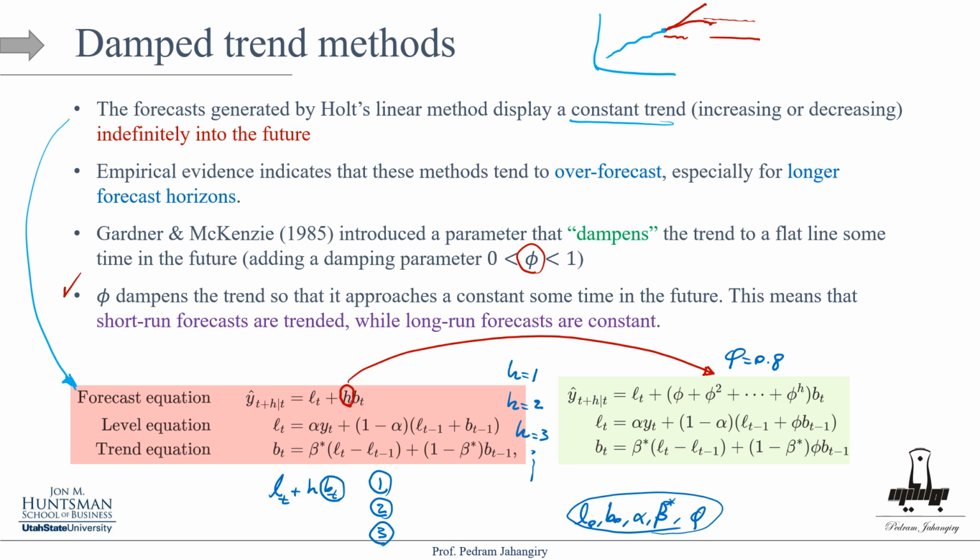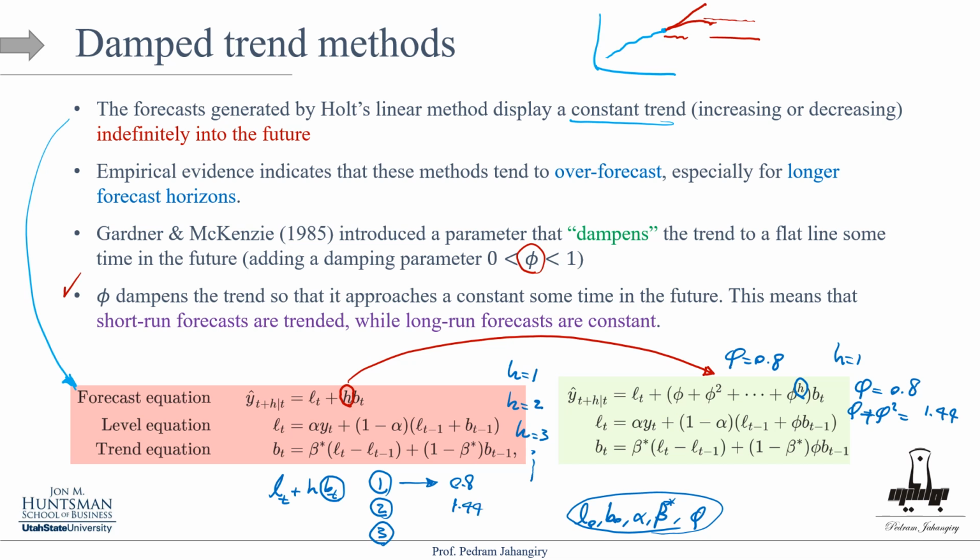So let's look at that. When h is equal to 1, what do we get? You put phi to the power of 1, so there's only one phi, equal to 0.8. This is your first coefficient. If you're reading this later on, I'll make it color-coded. So now the coefficient we're multiplying the trend by is 0.8 instead of 1. If h is equal to 2, what do we get? We get phi plus phi squared, so 0.8 plus 0.8 to the power of 2. 0.8 plus 0.64 is going to be 1.44.